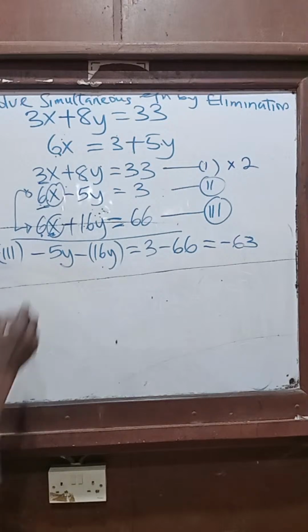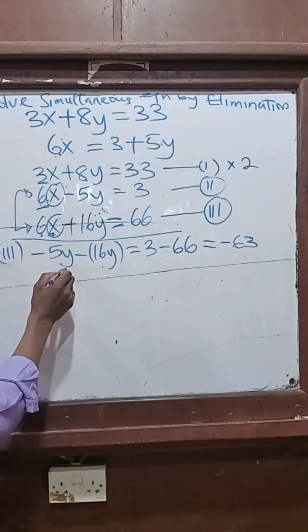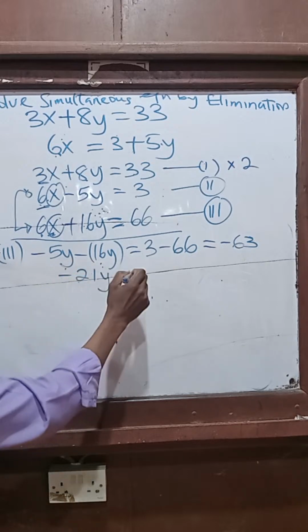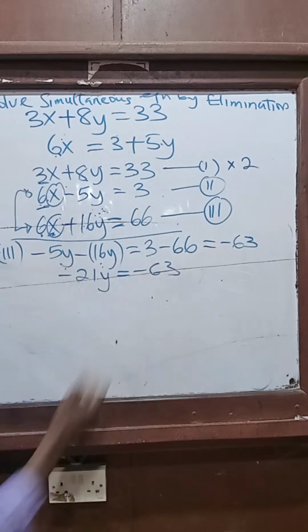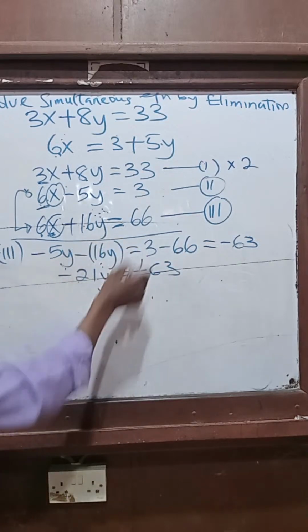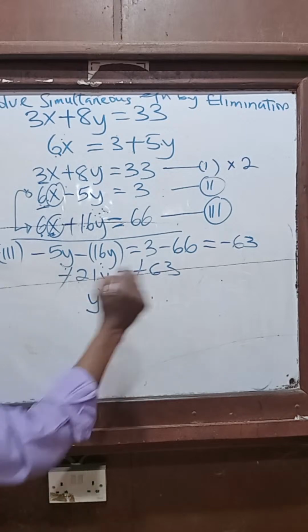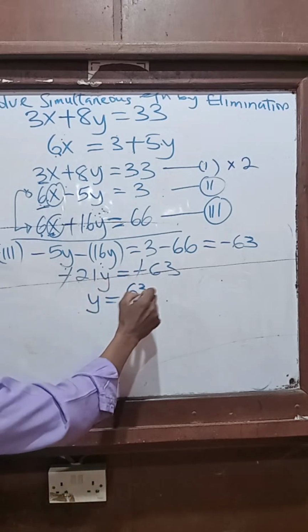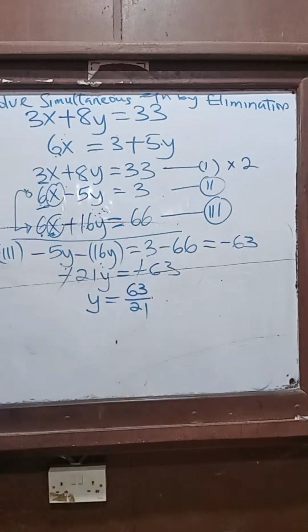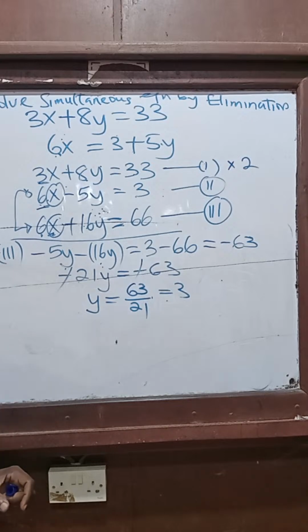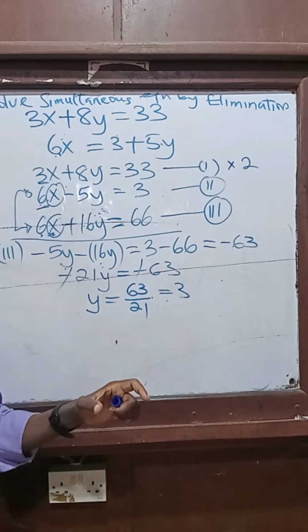Okay. Then we have here, this is minus 5 minus 16, that's minus 21y, equal to what? Equal to minus 63. Okay, minus here cancel, minus here cancel. Then make y the subject, and that will be 63 over 21. And that will give us what? 3.